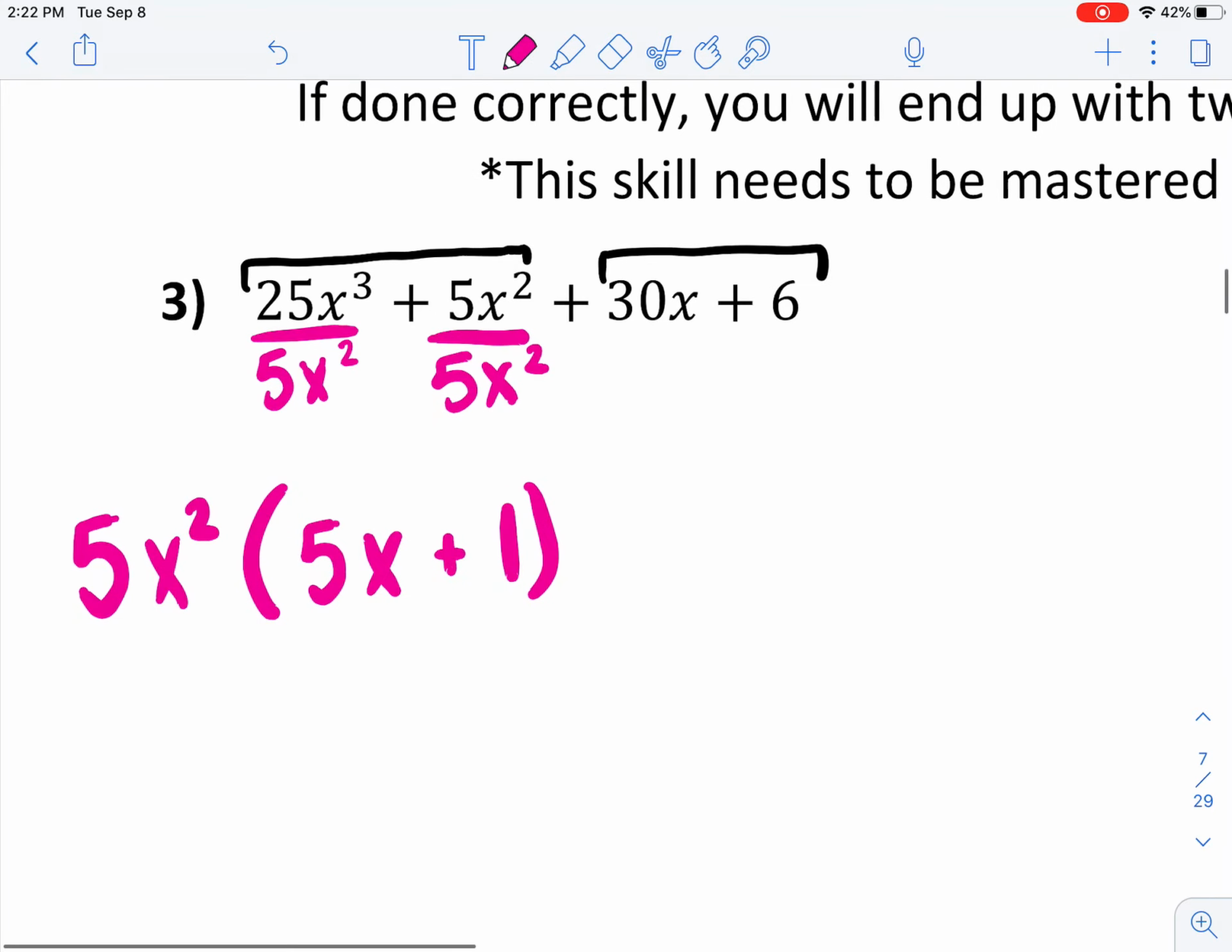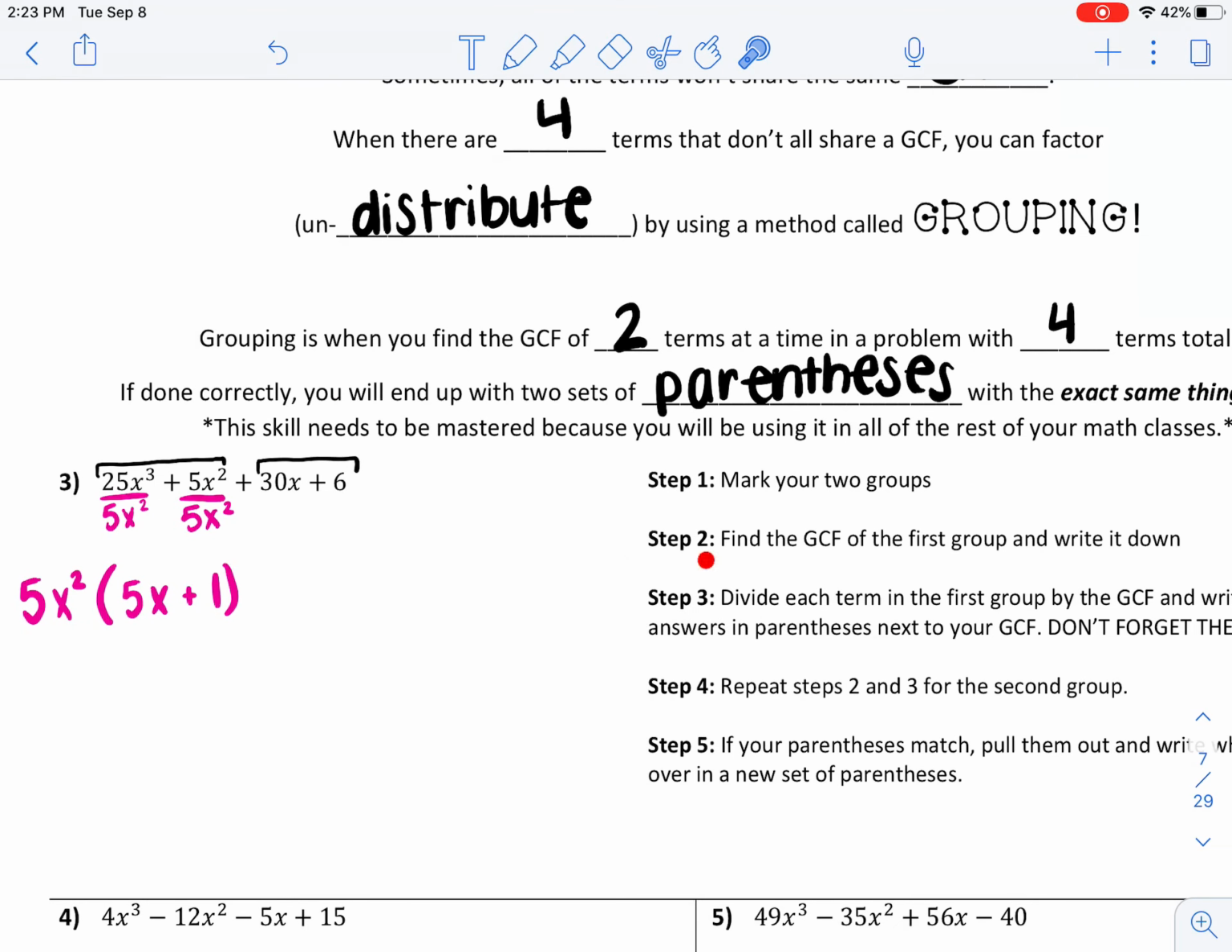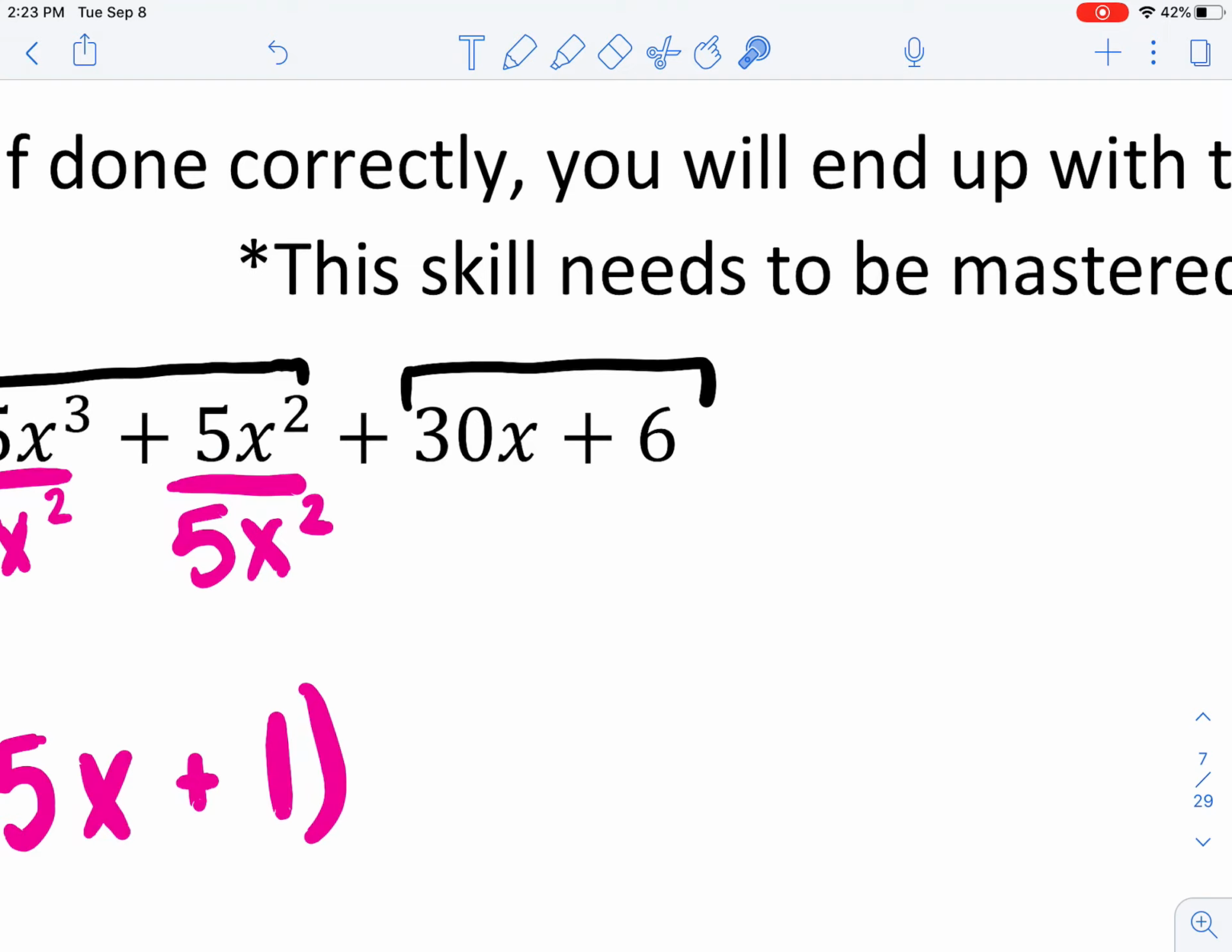Okay, so that was step 3. Step 4 says, repeat steps 2 and 3 for the second group. So I have to do that exact same thing, but now I'm going to use group 2. Just a reminder, we're going to find the GCF and write it down, and then divide each term by the GCF. So now group 2, my GCF, the biggest number that goes into 30 and 6 is 6.